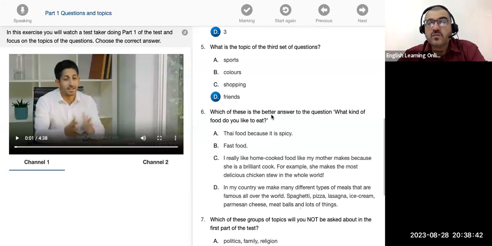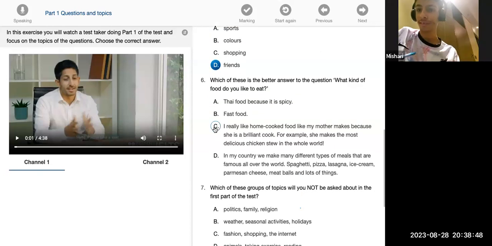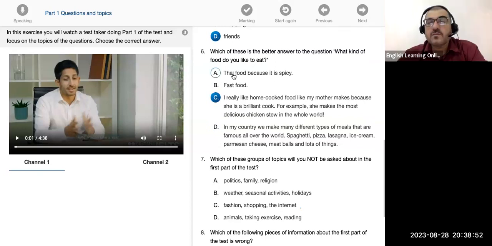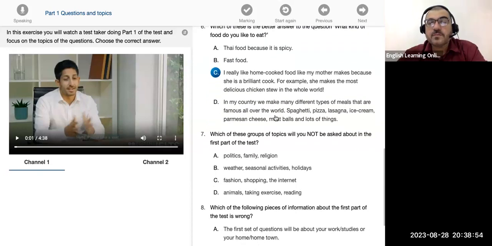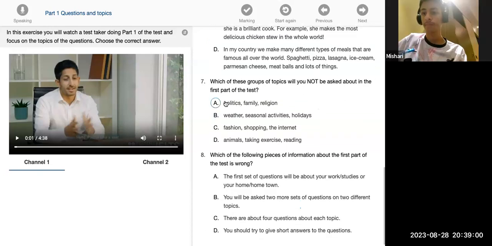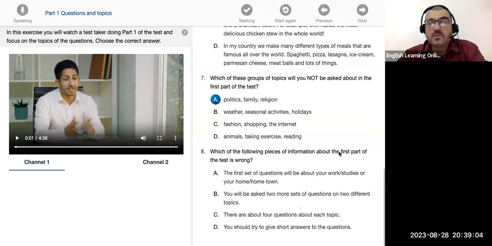And which of these is the better answer to the question, what kind of food do you like? C. Okay. Good. Thai food because it's spicy. Okay. And which of these groups of topics will you not be asked about in the first part? A. Okay. And which of the following pieces of information about the first part of the test is wrong?